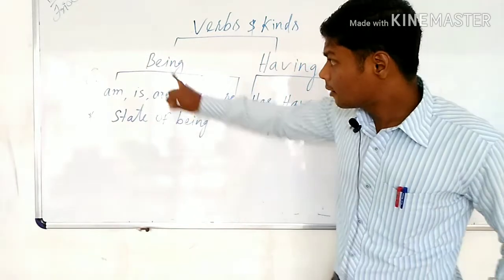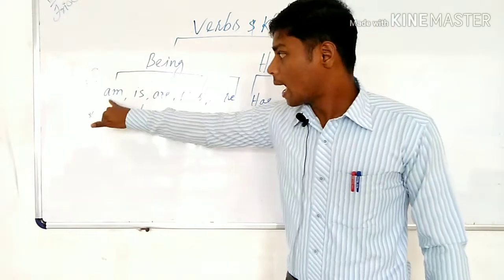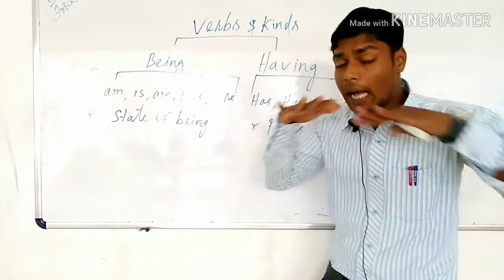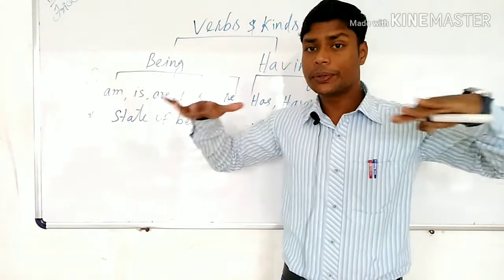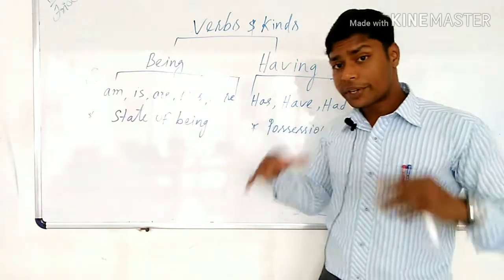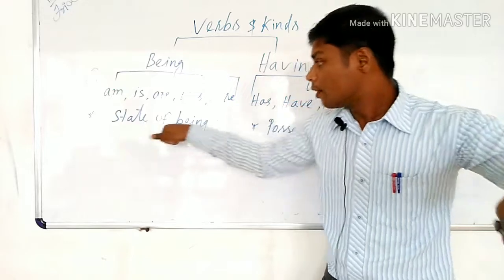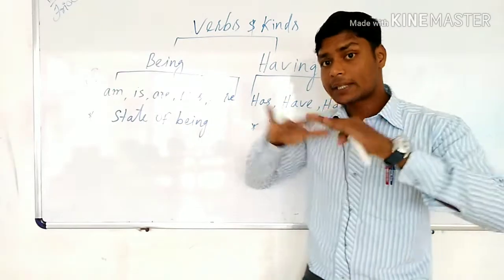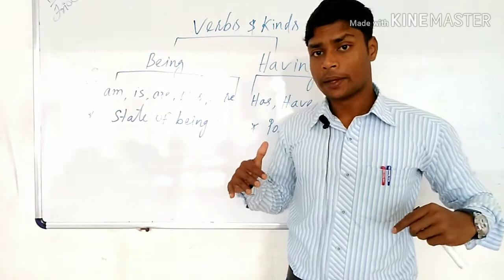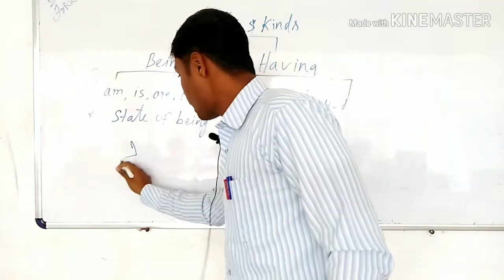Now let us learn what a being verb is. Being verbs are am, is, are, was and were. Do you remember how these verbs are used in a sentence? These verbs are used in a sentence to state some state of being. They indicate the state of being: what you are, what your position is.